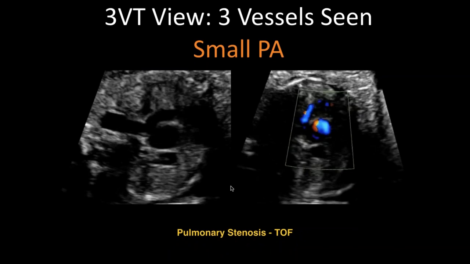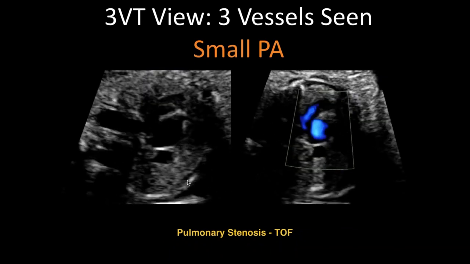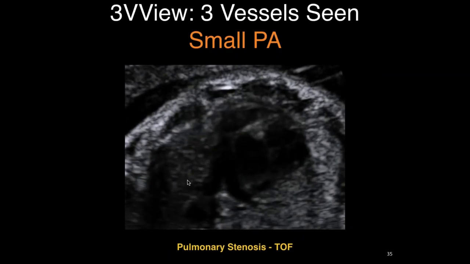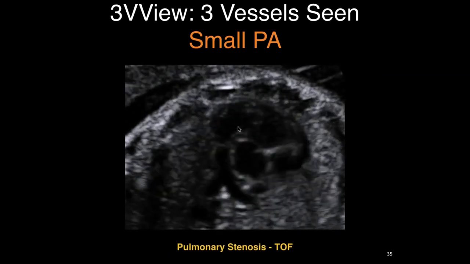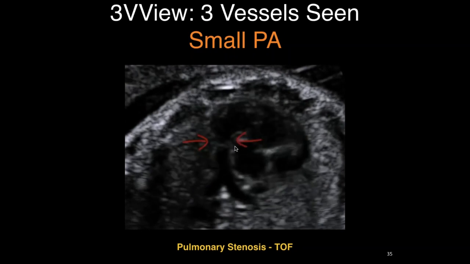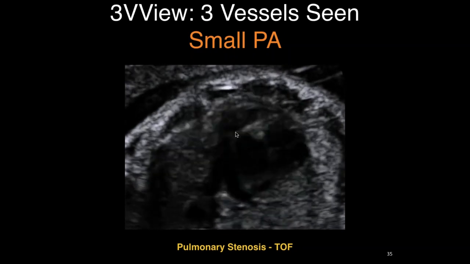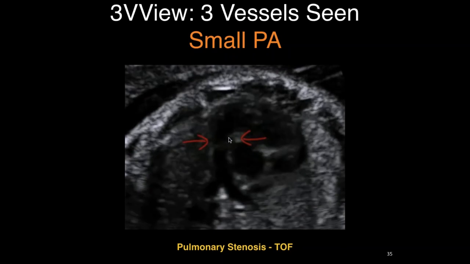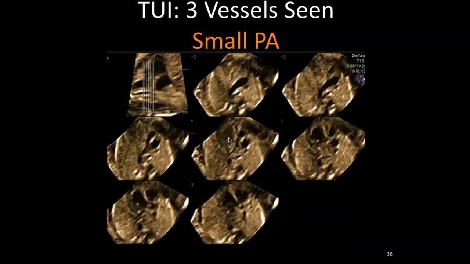Here's another case of tetralogy of Fallot also. You could see it's easier. So here you see cross-section of the aorta right here. This is the three-vessel view, the classic three-vessel view. And here's the pulmonary artery. Look at the narrowing. In tetralogy of Fallot, it's subinfundibular stenosis, right? And here you see the infundibulum that is moved a little bit towards the annulus of the pulmonary artery, resulting in its narrowing. So that's your classic pulmonary stenosis in tetralogy of Fallot.